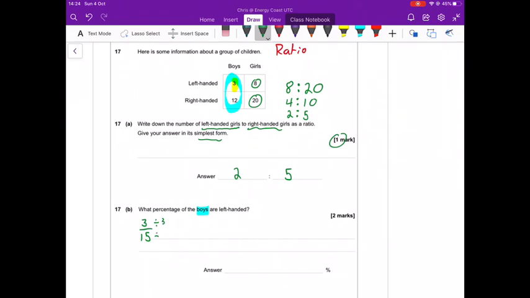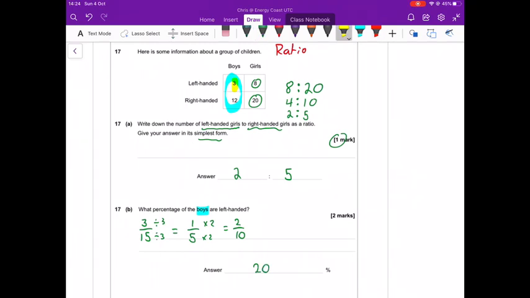Divide top and bottom by 3, so I'm going to simplify this. And that gives you 1/5. And then I'm going to double top and bottom, which gives you 2/10. 2/10 is equal to 20%.